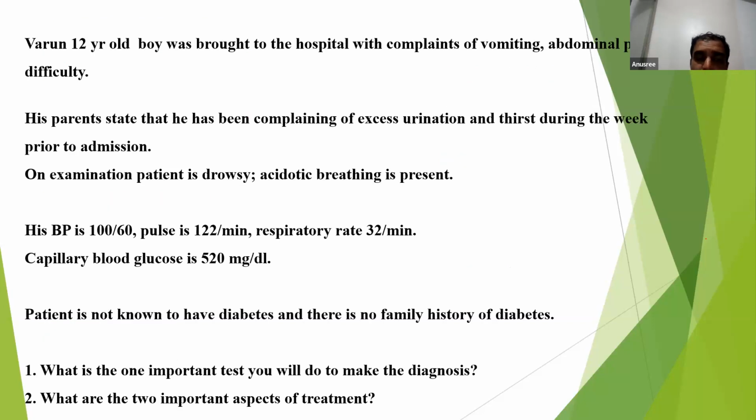Now we'll go through a case scenario. This is a 12-year-old boy who is brought with complaints of vomiting, abdominal pain, and breathing difficulty. And his parents state that he has been complaining of excessive urination and thirst during the last few weeks. On examination, the patient is drowsy and he is having acidotic breathing. His BP is 100 by 60, and there is tachycardia and tachypnea. His capillary blood glucose is very high, it is 520. So from these symptoms, it is suggestive that he is having diabetic ketoacidosis.